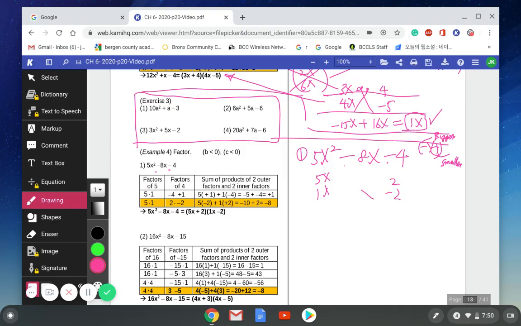When I try this, negative 10x plus positive 2x makes negative 8x, which is the middle term. So this setup worked. That becomes 5x plus 2 with x minus 2.